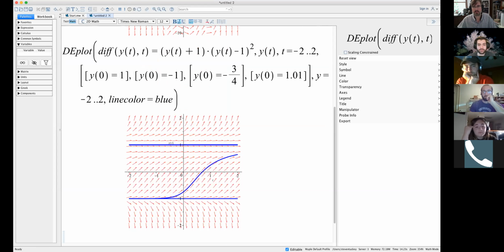Take a look at what happened to my y equals 1 solution. I now have things above it. If it starts off above it, it's trying to get the hell away from it. But if you start below that solution curve, you're trying to get with it. In other words, anything down here over time will eventually approach y equals 1.